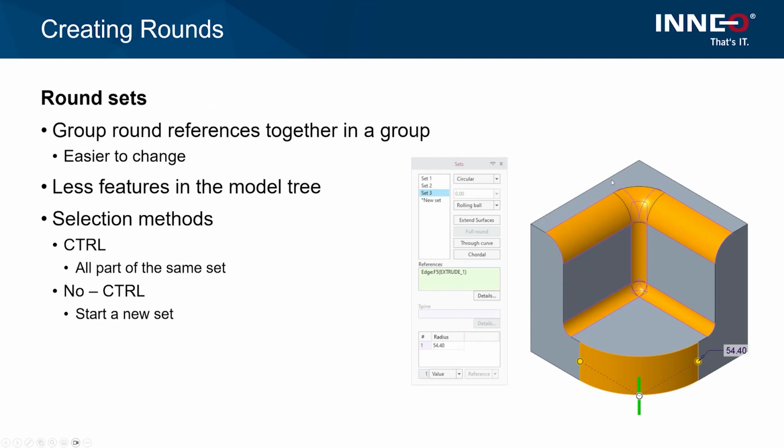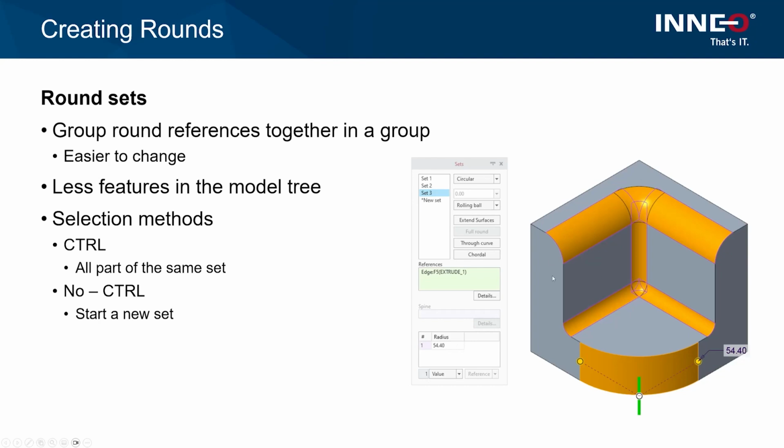Then what we can also do, what's quite handy, is create multiple round sets. So that's almost like having multiple round features inside one feature. If you hold in control and you pick all the edges, it creates rounds on all those edges, and they will all be the same size because they're the same selection. If you let go of the control and you pick the next edge, that will create a new set. So inside the interface you'll see there's a new set option, and for the references, the edge that you pick, you can then have a new size for that one.